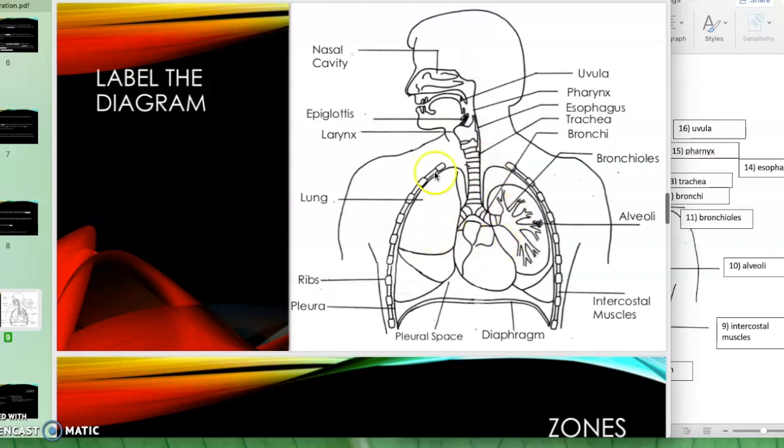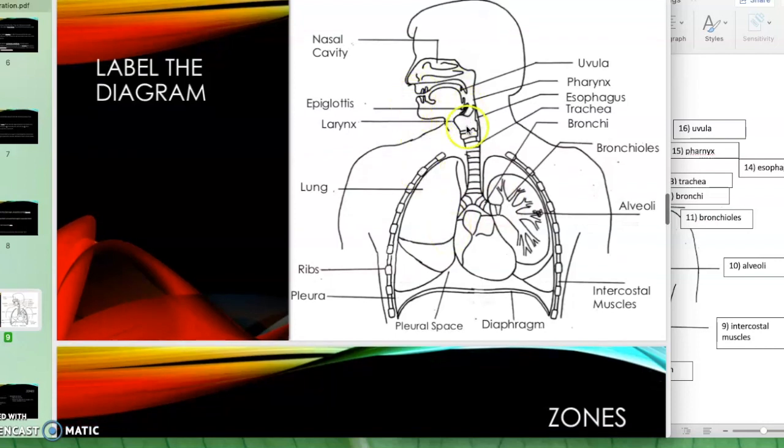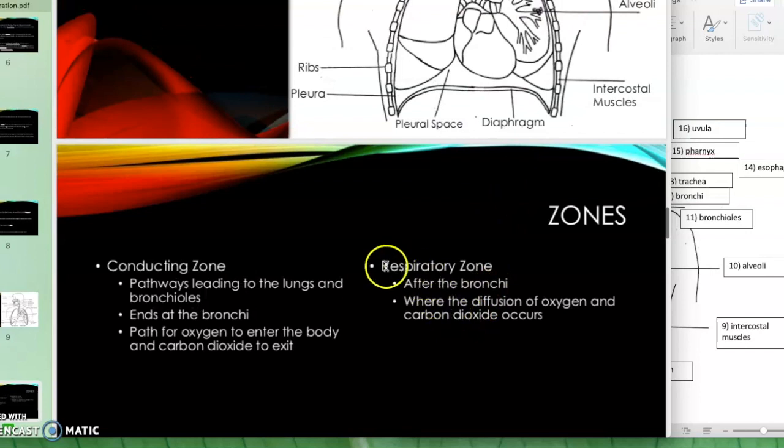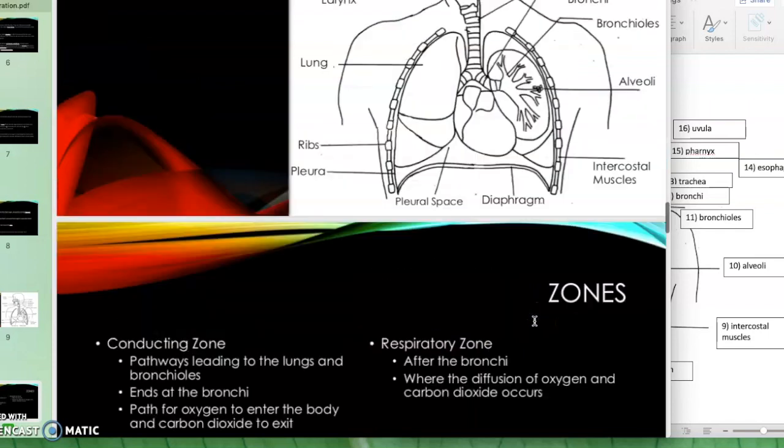And so that just means that it is showing the air which way to go. So we can see that we have to go down this specific pathway, and then we get to the bronchioles and our alveoli, which is the respiratory zone. So again, that's after the bronchi. So the bronchi is part of the conducting zone, and that's the pathway for oxygen to enter the body and carbon dioxide to exit. And then after the bronchi, so just the bronchioles and the alveoli, we have the respiratory zone. This is where the diffusion of oxygen and carbon dioxide occurs.